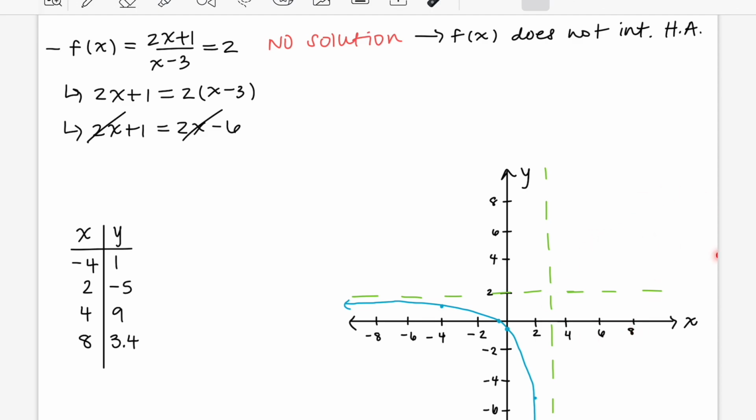Similarly, in this region here, plugging in some test numbers, we'll see that our function is going to be above the x-axis. Plugging in 4, we get 9, so somewhere right about there. And then plugging in 8, we get about 3.4, so maybe somewhere around there. So this tells us the graph in this region is going to look something like this, never crossing our vertical or horizontal asymptotes.